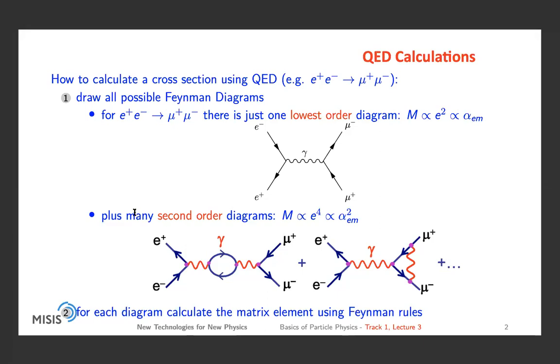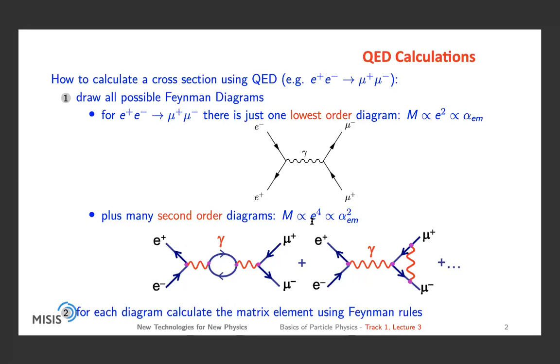Then we can have many second order diagrams, for example, when the photon in between also splits into a loop of fermions, and we can have electrons or muons or quarks running in here. Or for example, you can have a photon running between two final state muons, and all the other diagrams. But in this case, we add two more vertices.